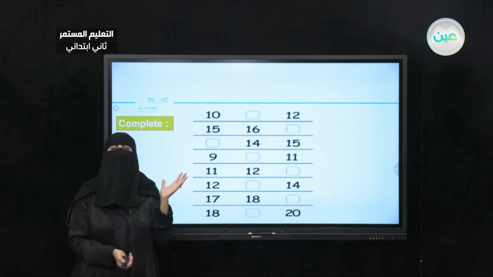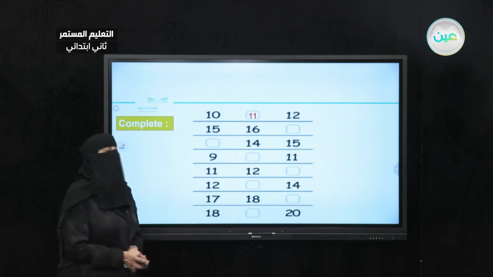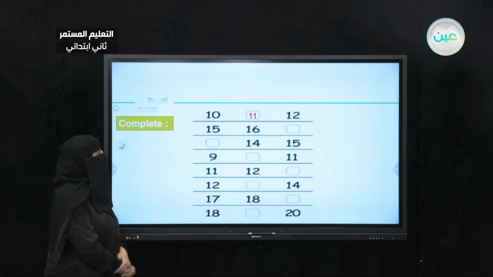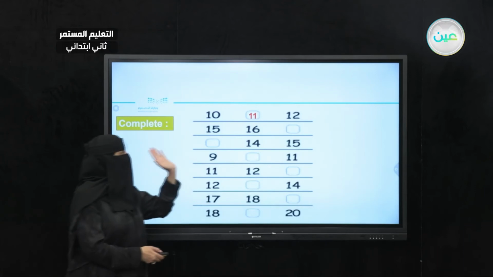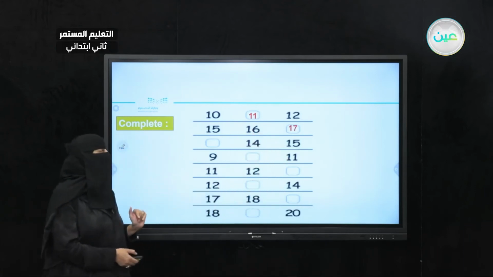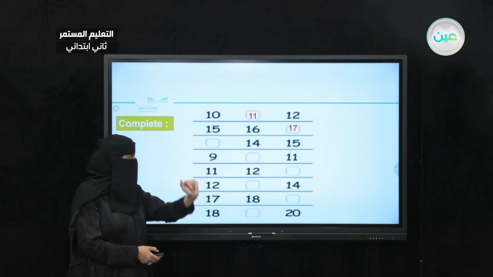10, 11, very good. 10, 11, 12. Next one. 15, 16, 17, very good. 15, 16, 17.